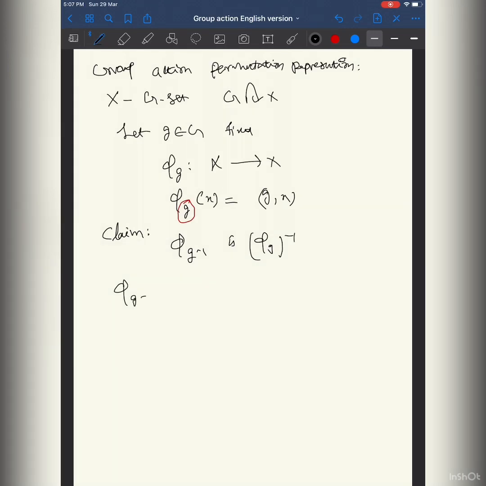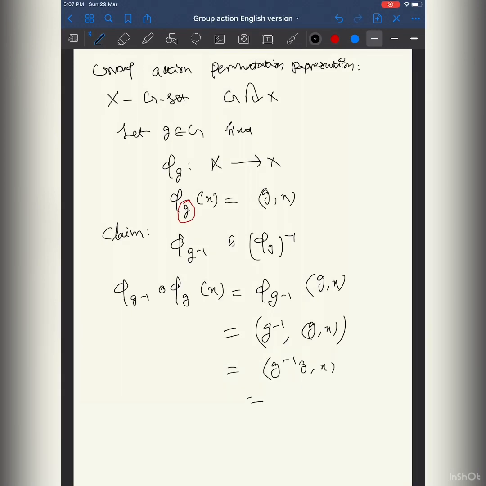Let me do one side, the reverse side is easy. Okay, (g, x) is (g inverse g, x). But remember the second law, and the first condition. The reverse is also true because of the symmetry. So finally what we are getting is phi_g is invertible for fixed g.